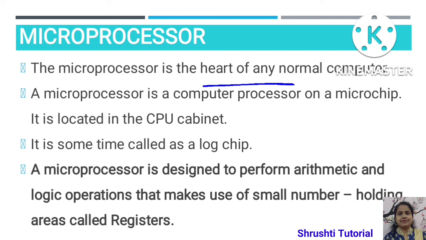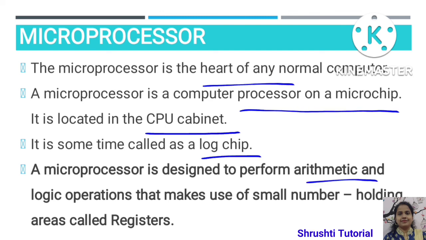A microprocessor is a computer processor on a microchip. It is located in the CPU cabinet. Where is it located? It is located in the CPU cabinet. It is sometimes called a logic chip. A microprocessor is designed to perform arithmetic and logical operations that make use of a small number of holding areas called registers.